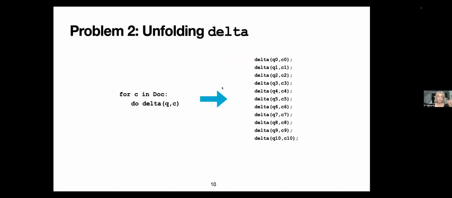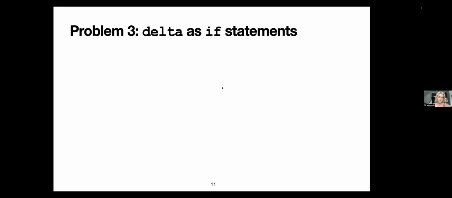The second problem is with our delta function and iterating through it once for every single character in the document. In a sort of normal zero knowledge proof system, this requires unfolding the for loop, right? Representing delta in the circuit once for every time we plan on calling it, which is pretty expensive. But maybe if the delta function is cheap, it's not an issue. But that's not the case.